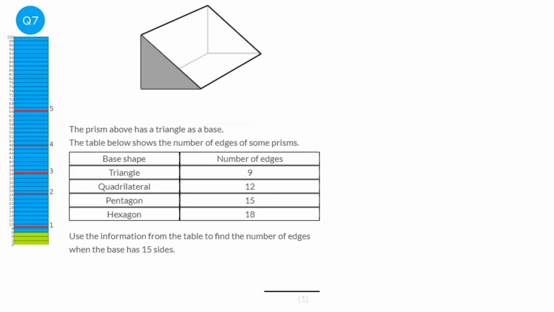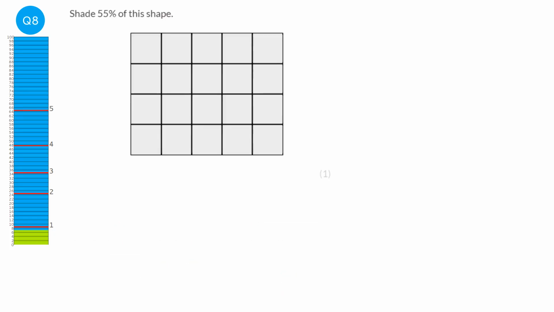8.18. So if we just add the amount of sides each of these shapes has, a triangle has 3 sides, quadrilateral 4, pentagon 5, hexagon 6. And notice what's happening with the number of edges. Each time they're multiplied by 3. So all we need to do is get the 15, multiply it by 3, which will be 45. So there will be 45 edges.